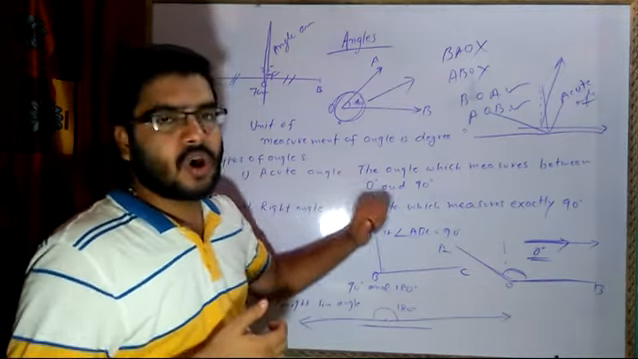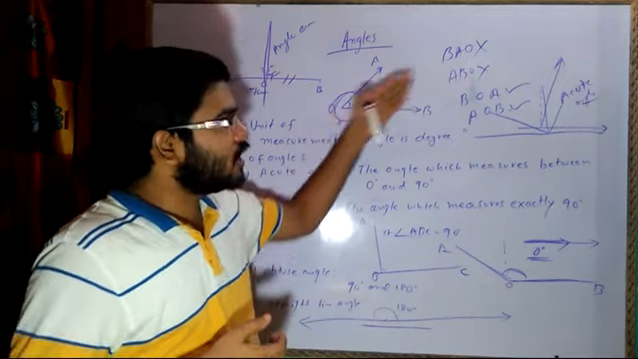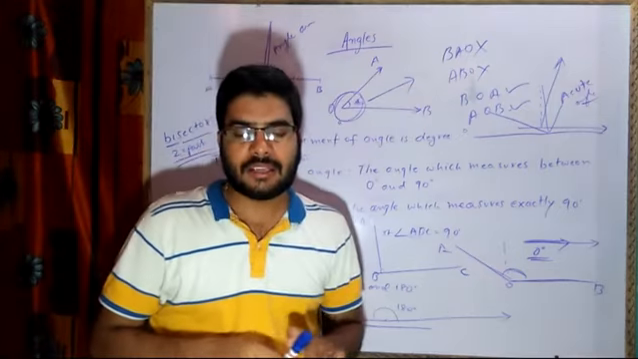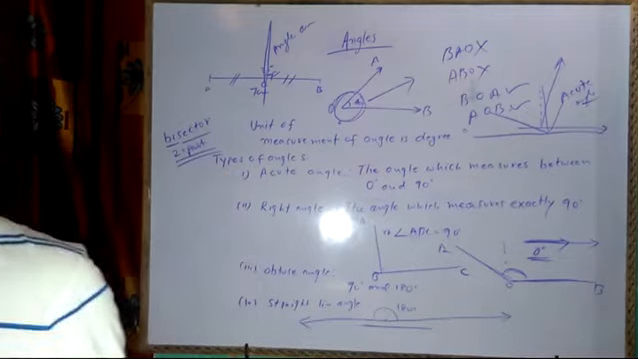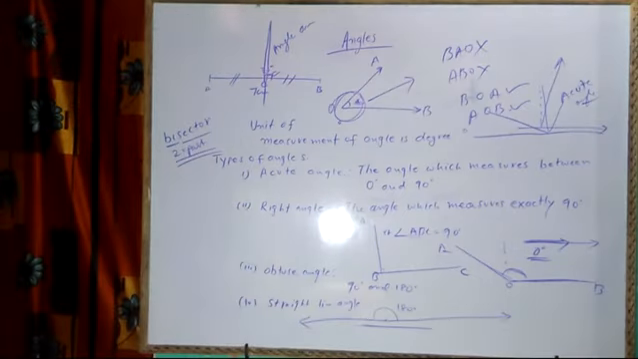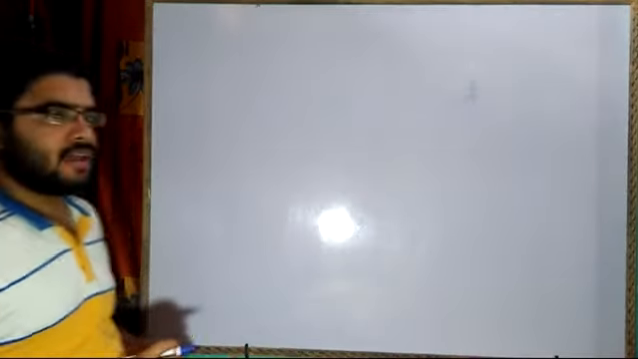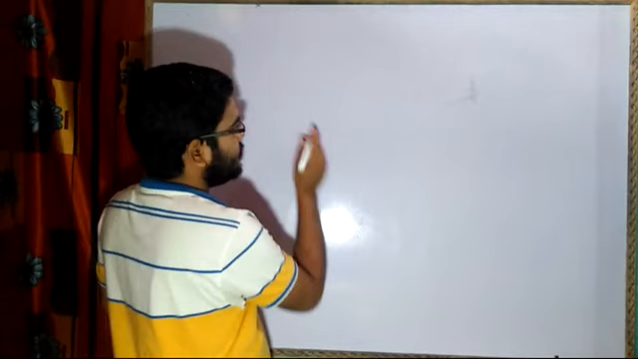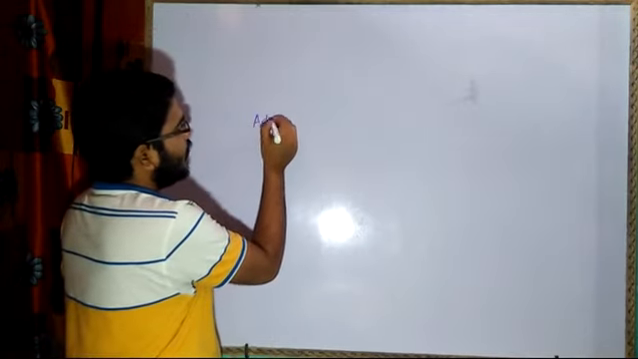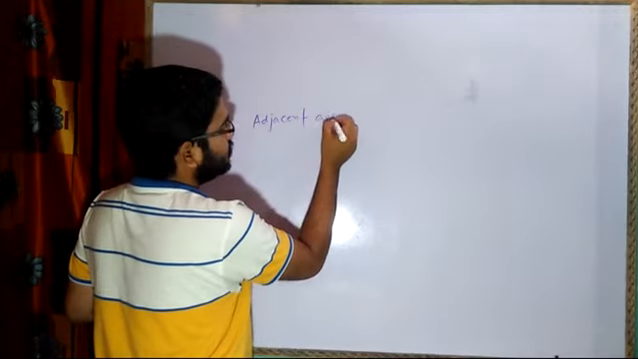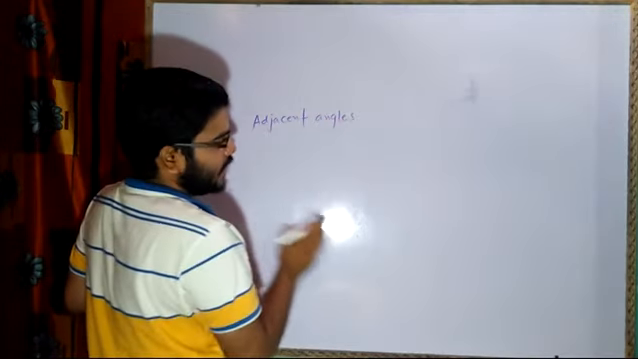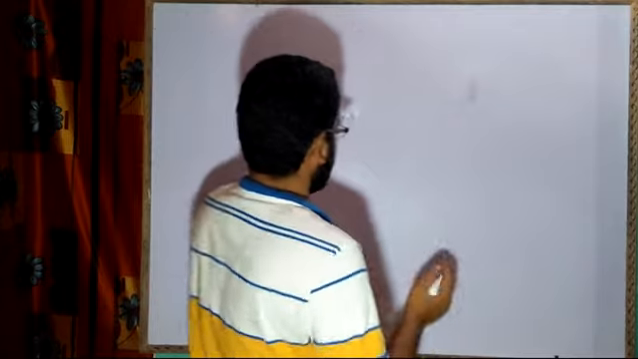So in this chapter, the only thing we have to learn about is the various types of angles, and in these angles we have two more types, that is complementary angles and supplementary angles. Now, to understand complementary angles and supplementary angles, let me explain one term, that is adjacent angles. Now, what is the meaning of adjacent angles?